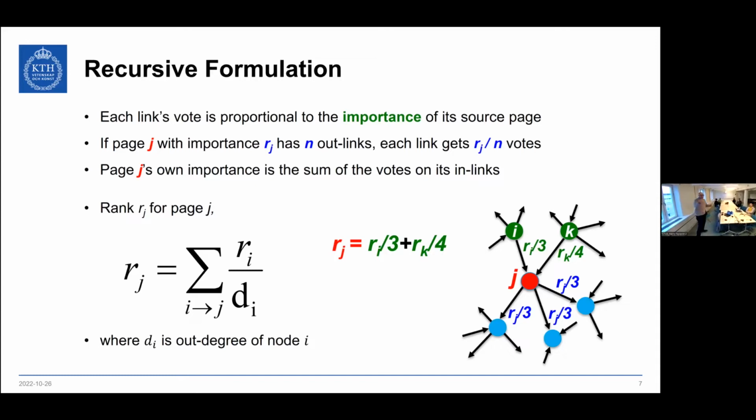We say that the rank of J would be just a sum of all the ranks of the nodes that point into J, but weighted by the degree of each of the nodes. Meaning that if you have a lot of neighbors, then you will give only a little bit of your rank. If you have only one neighbor, you give all your rank. So this is the first iteration of calculating the rank.